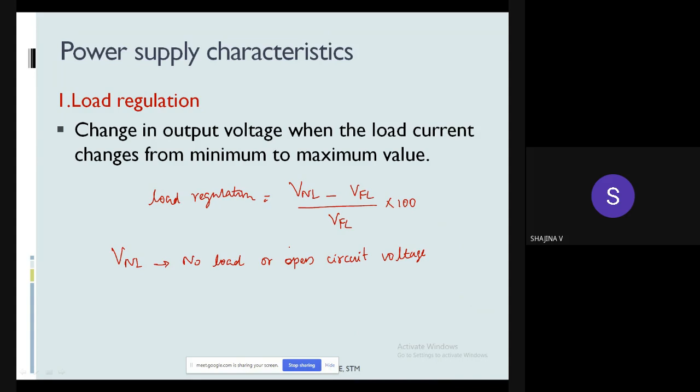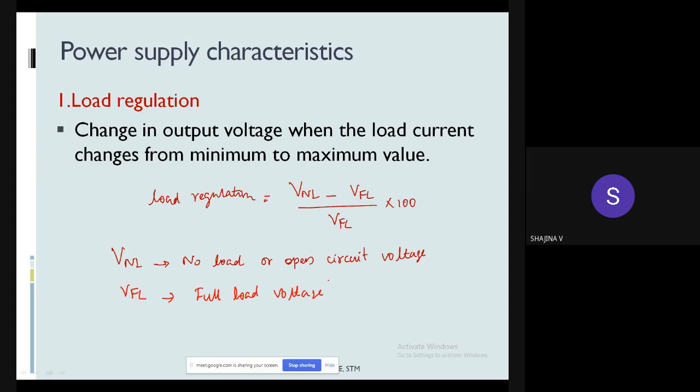Okay, no load condition, load is not applied. At that time, what is the voltage? It is called V no load. Okay, and V full load, VFL means full load voltage. That will be the minimum voltage.